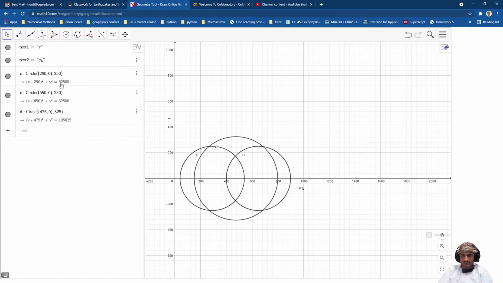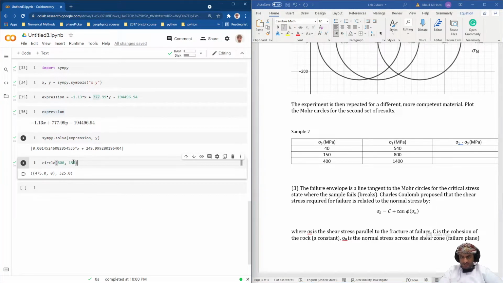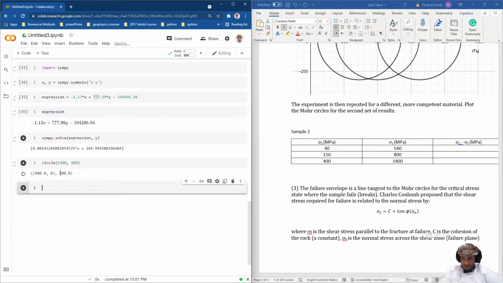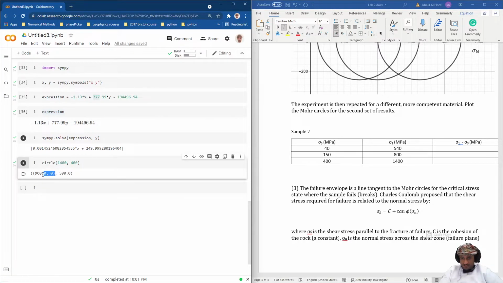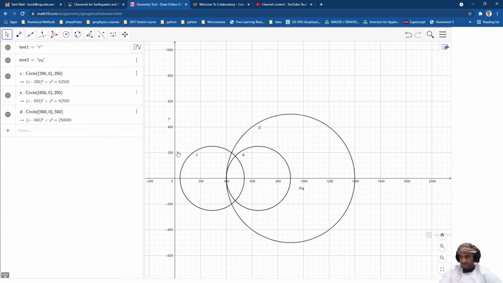this is the second circle, and the final circle, again for the document, the final circle is going to be 1400, 100. And the radius is 500 and the center point is 900, 0. So I modify this circle. The radius is 500, whereas this one is 900 and 0.